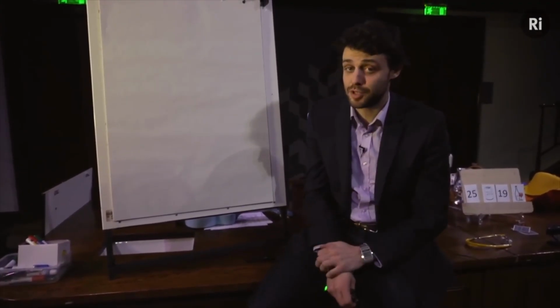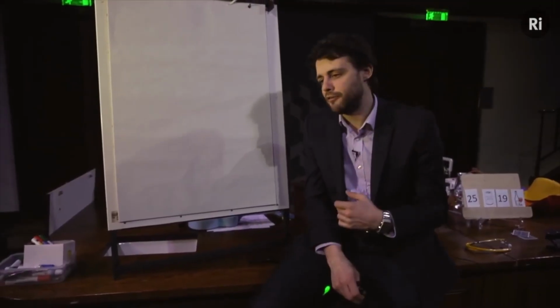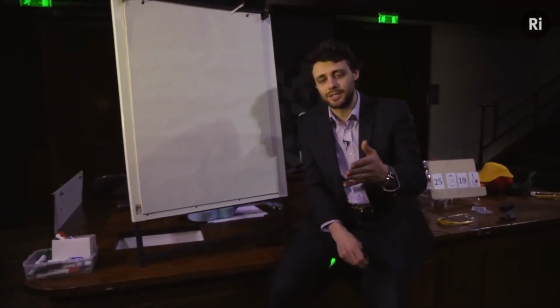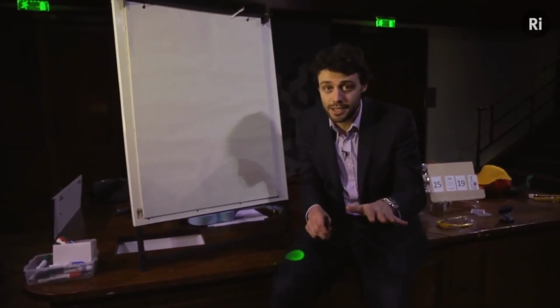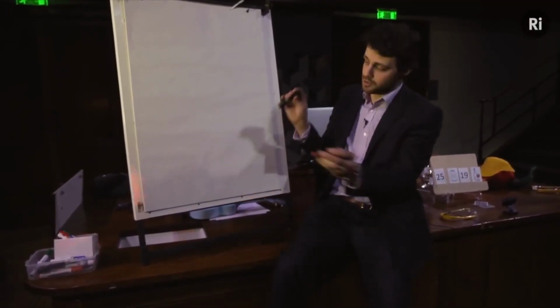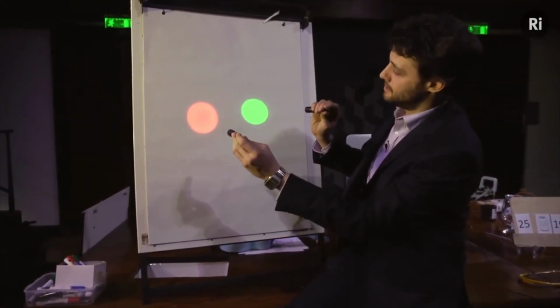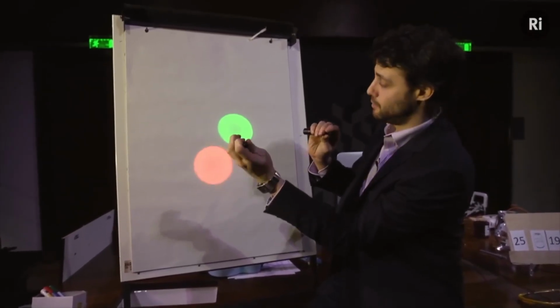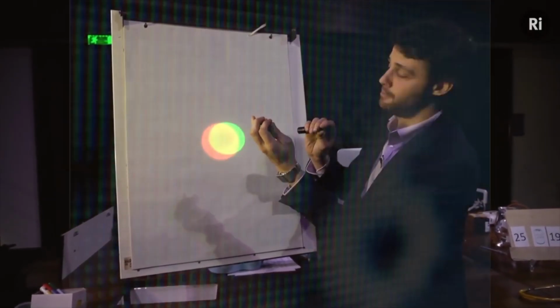It does mean that you can be tricked. And so if I make red light and green light going to your eyes, but no yellow light, you will see yellow anyway. So I've got a red torch and a green torch, and there's no yellow light here. But when I combine them, you will see yellow anyway. And TVs do this all the time.